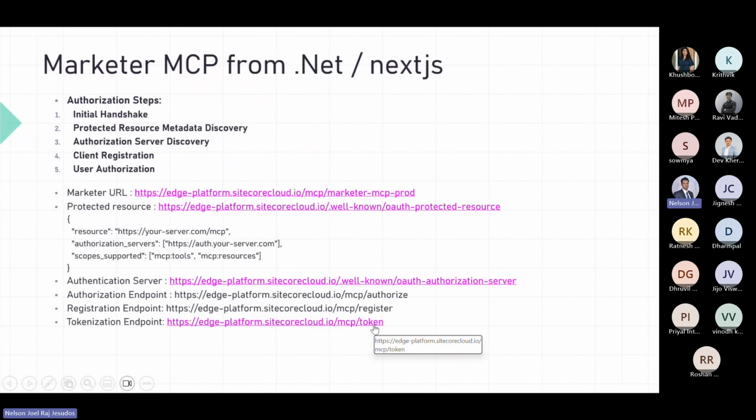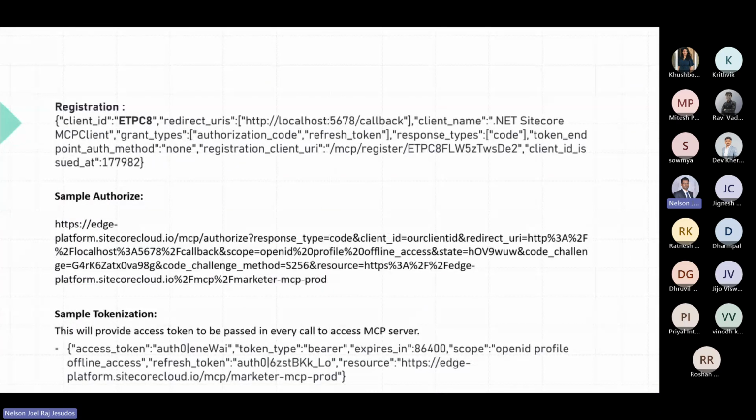Once I have this information, I need to individually call these endpoints to authorize, to register my client, and finally to get my access token. These are the three important endpoints that enable my application to communicate with my MCP server, using a Next.js application, .NET, or any application. This is the common standard of the Model Context Protocol. If we go to the Model Context Protocol website, we can see the same thing there.